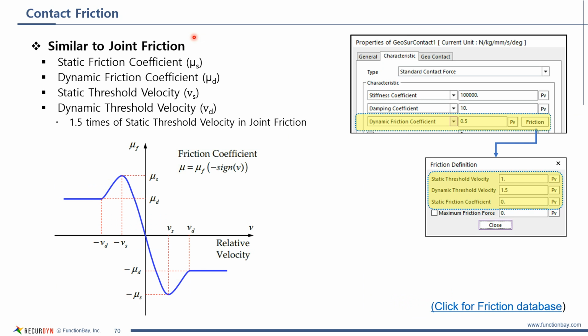Contact friction is similar to joint friction, but the threshold velocity is a little different. Joint friction had one absolute threshold velocity, while contact friction has two threshold velocities, static threshold velocity and dynamic threshold velocity.